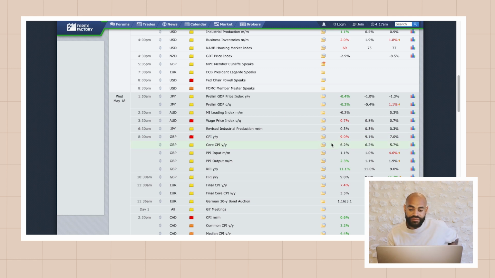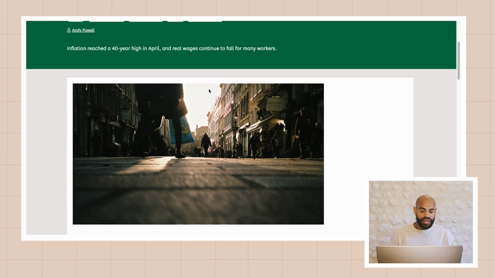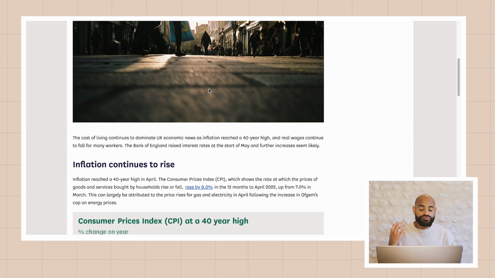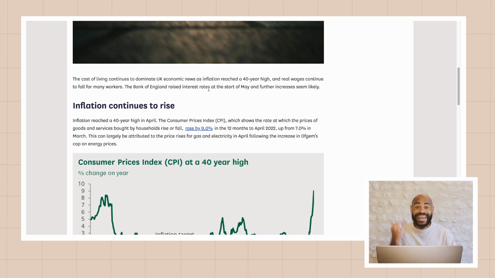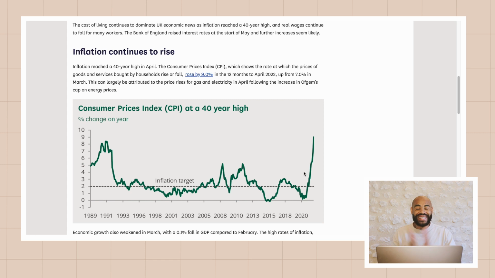Look at the rate at which inflation is rising. 9% here, jumped up from the previous 7%. Look at the retail price index, retail prices, 11.1%, jumping up from 9%, so incredibly rising here. And we had the report, as published in the House of Commons in the United Kingdom, inflation rising to a 40-year high. My goodness, look here on the chart, 40 years.